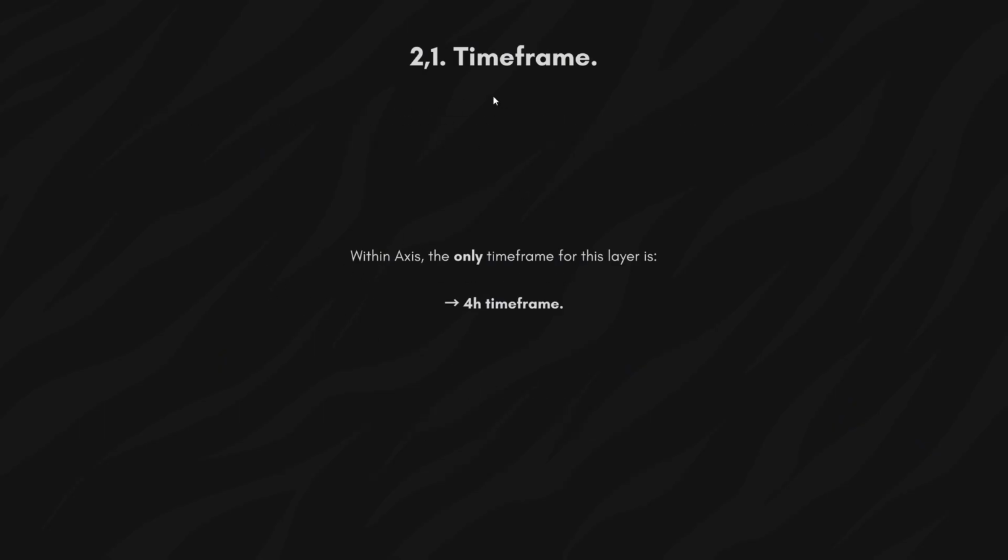So right here we've got the first component of the context layer, which is the time frame. And within the access system, the only time frame we're going to be using for this layer is the 4-hour time frame. This is also the intermediate time frame for the access framework. And in my opinion, this is also the most important and significant time frame, because the things that we're going to be doing on this time frame are much more significant than just knowing the directional bias for the day.